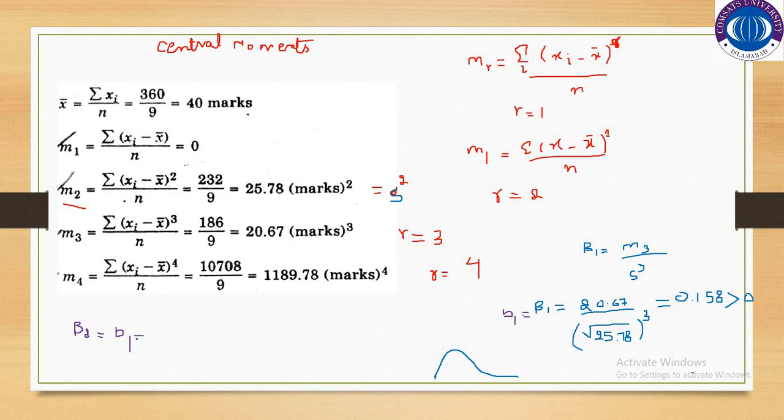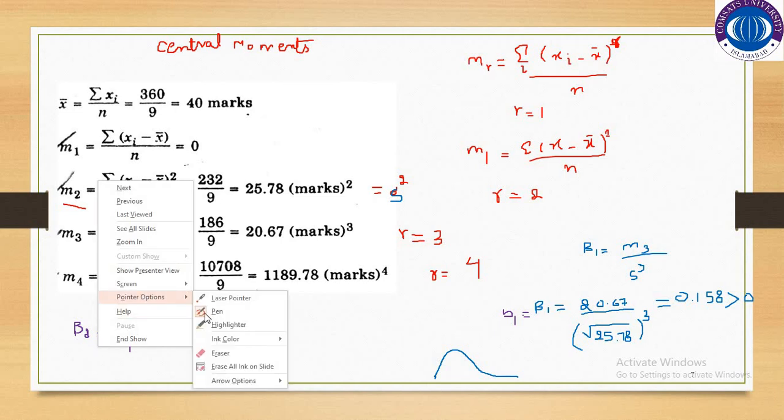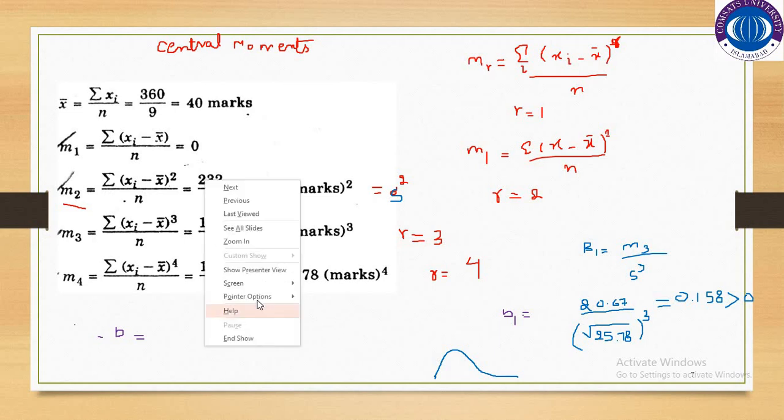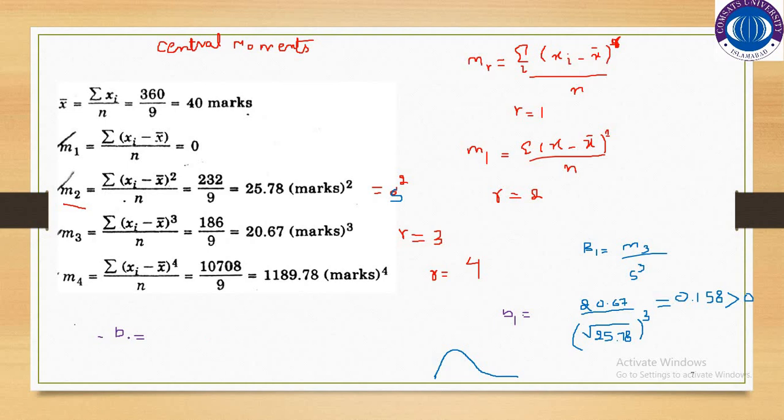I will write it B1 instead of beta 1, because we are dealing with the sample, and B2 instead of beta 2, just for the sake of discrimination between sample and population. So this would be B2 with M4, which is the fourth moment. Now I am utilizing the fourth moment and second moment for the sake of finding out the measure of kurtosis.